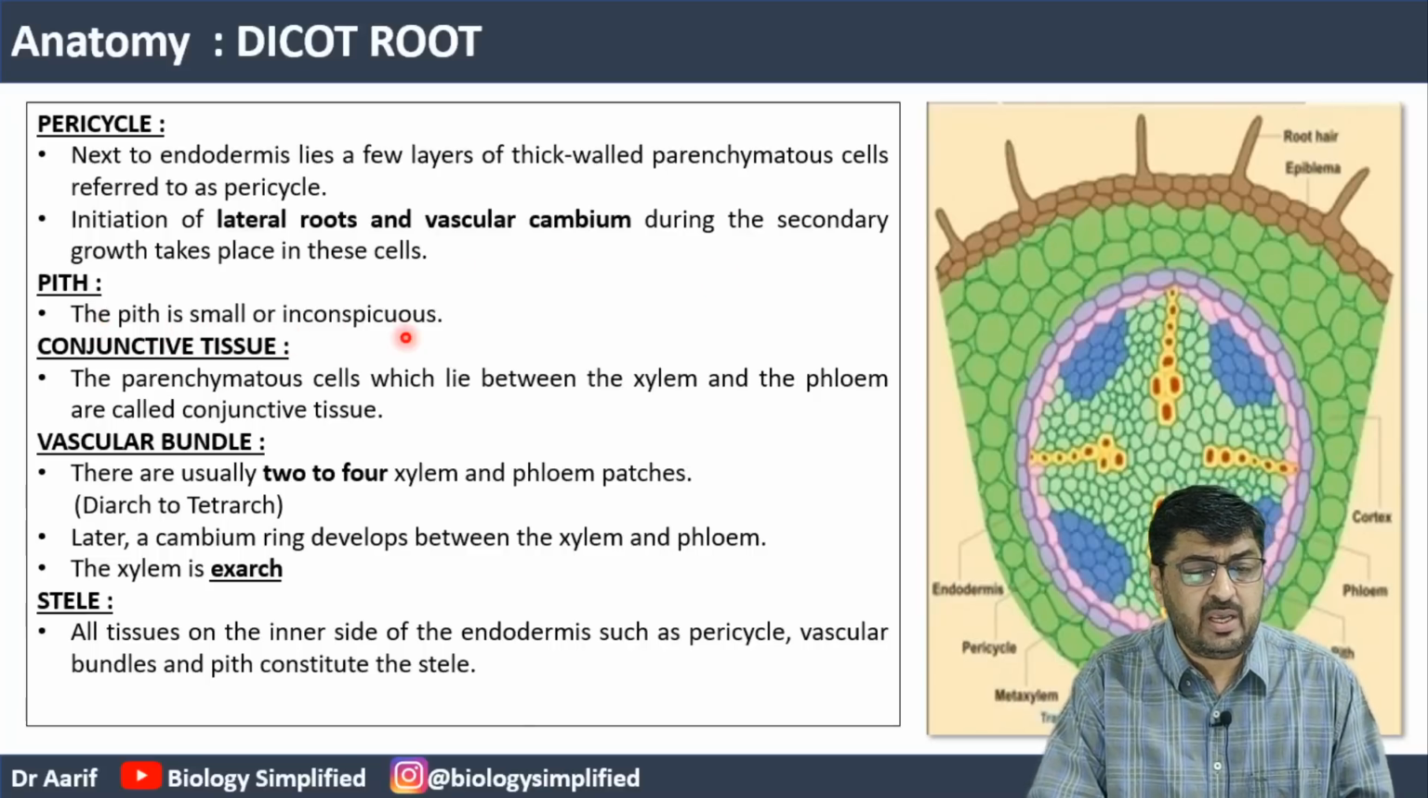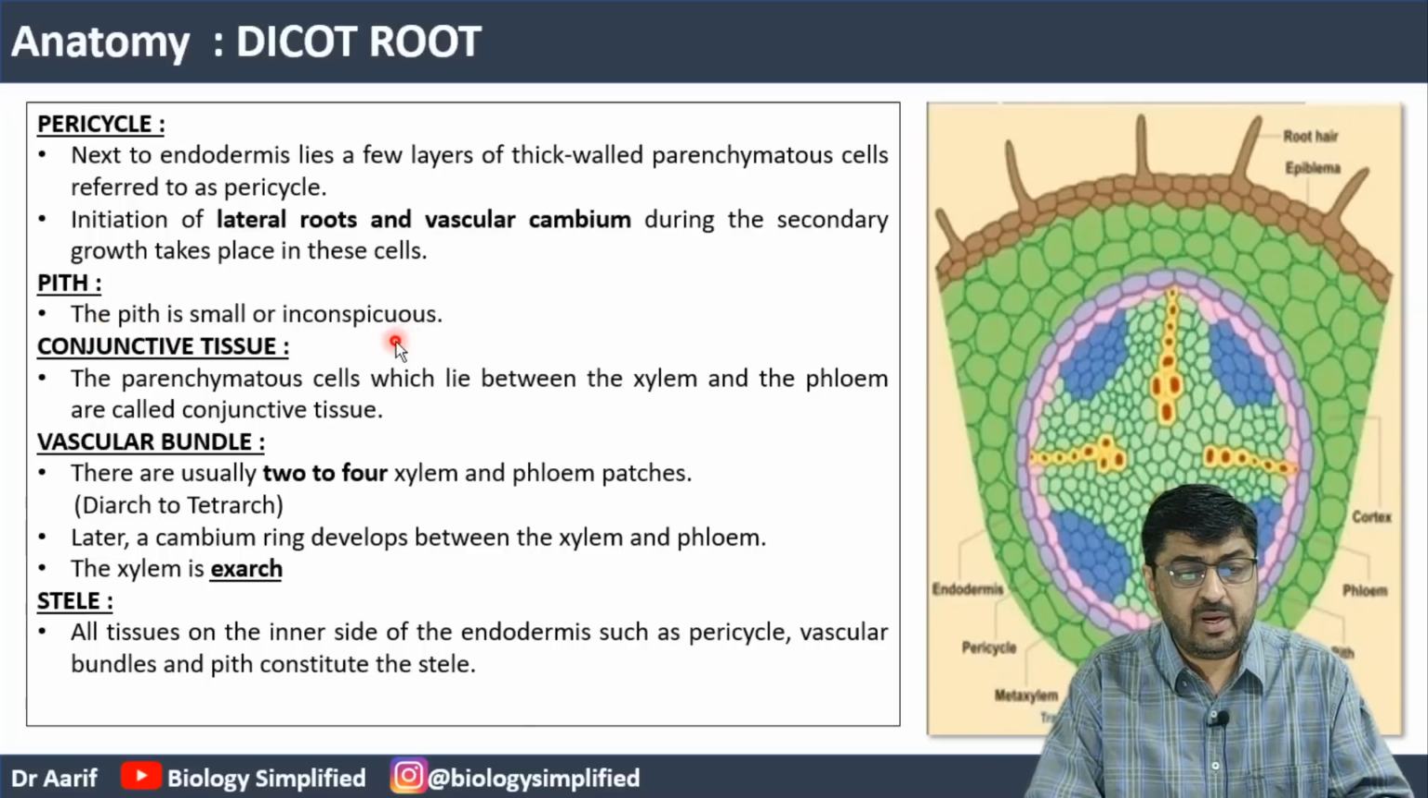Pith is small and inconspicuous, right? Pith is very small. You can see just above my head. You can see here this pith is very small, inconspicuous. Conjunctive tissue. Now, can you see this parenchymatous green colored cells between the xylem and phloem? ये yellow and blue patches are xylem phloem, right? उसके बीच में the patches are what are called as the conjunctive tissue.